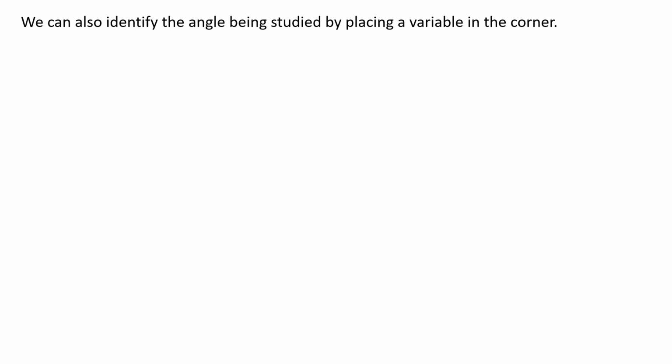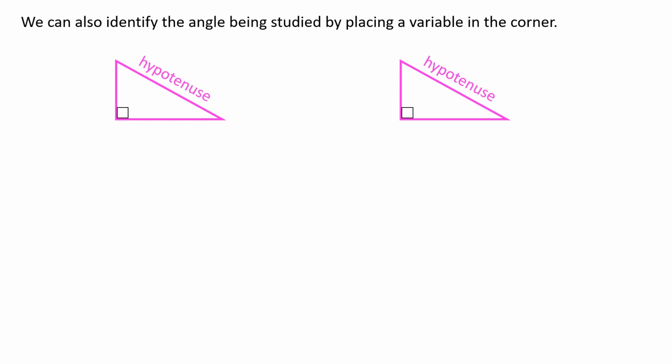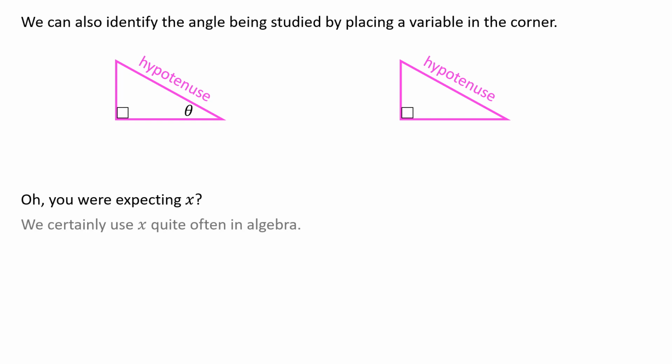Or we could put a variable in a corner. Sometimes a triangle isn't labeled with A, B, and C. And we're like, hey, we'll just figure out the value of that variable. So if I got a right triangle, let's put a variable in one corner. Hypotenuse, of course, across from the right angle. Pick one of the acute angles, and we'll stick a variable in there. Oh, what's that you say? Oh, x. Yeah, you were expecting x for the variable. We use x all the time in algebra, it seems like.